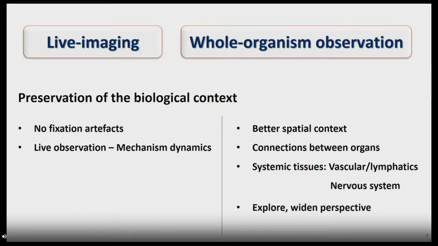You can keep all the connections between the organs. If you want to study systemic tissues, vascular, lymphatic systems, nervous system, or even bones, it's very good. And also, being able to check on the whole organism level gives you the opportunity to explore other organs. Like, okay, I want to study the liver, but maybe I would find something unexpected in the organ nearby, in the kidney, for example. You don't know, but this actually allows you to do it.